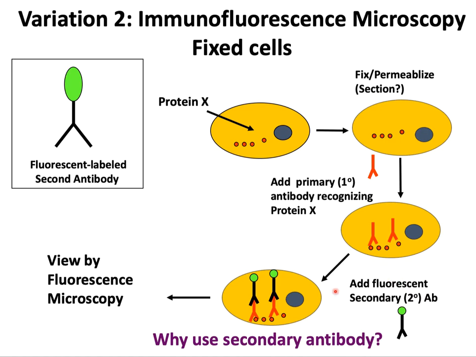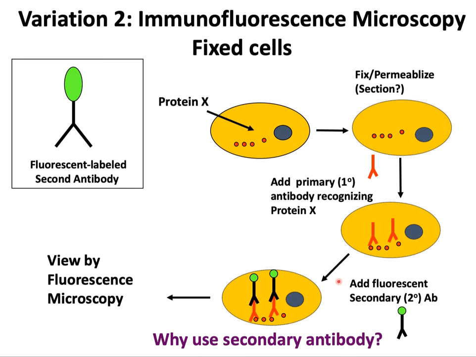It has two unique features. Number one, the secondary antibody will bind specifically to the Fc portion of the primary antibody. The Fc portion is the part of the primary antibody not binding to protein X. You can purchase secondary antibodies that are specific for the Fc region of your antibody.